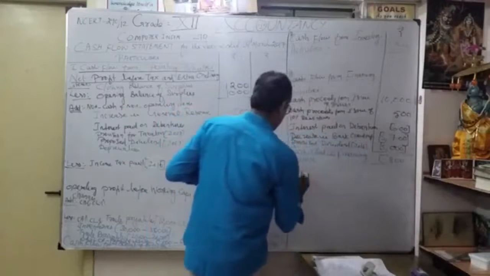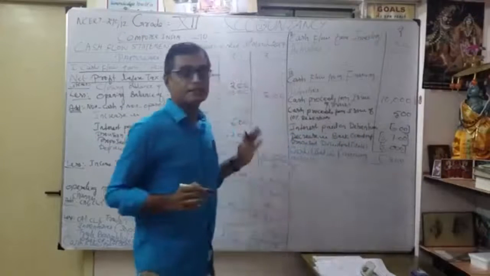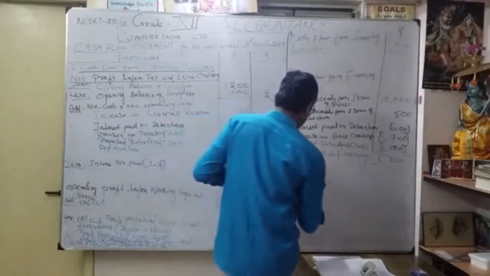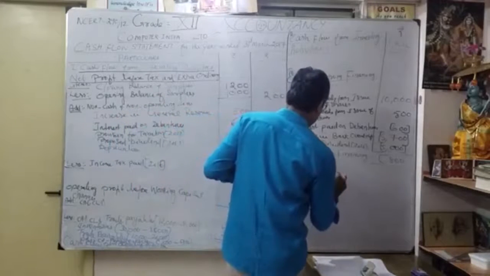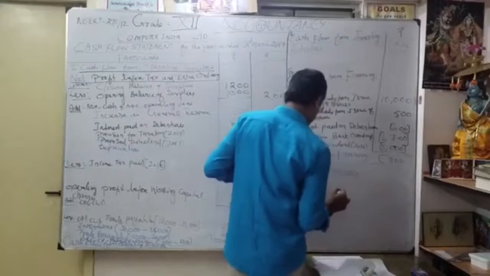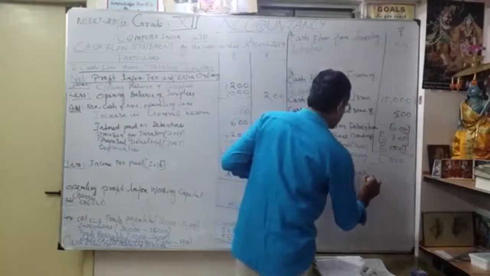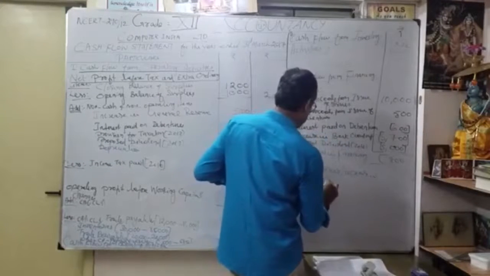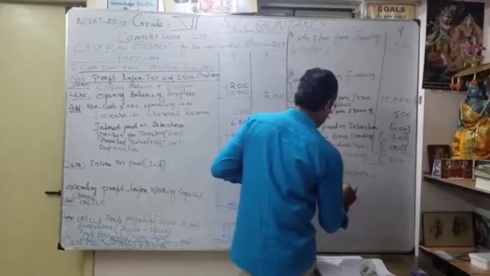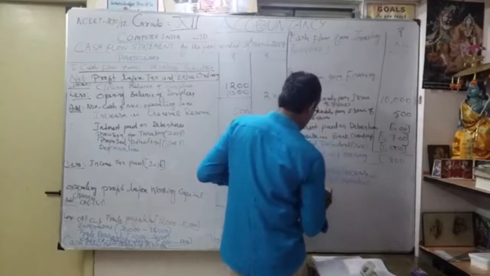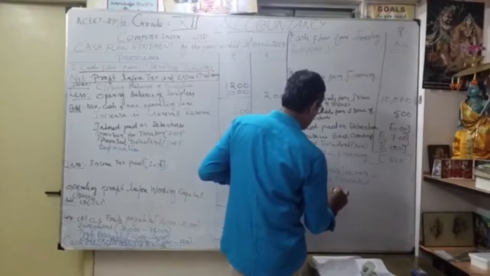Now go for the Roman letter 4. What? Net increase or decrease. Okay, so you write: net increase or decrease in cash and cash equivalents. How do you know? Roman letter 1 plus Roman letter 2 plus Roman letter 3.